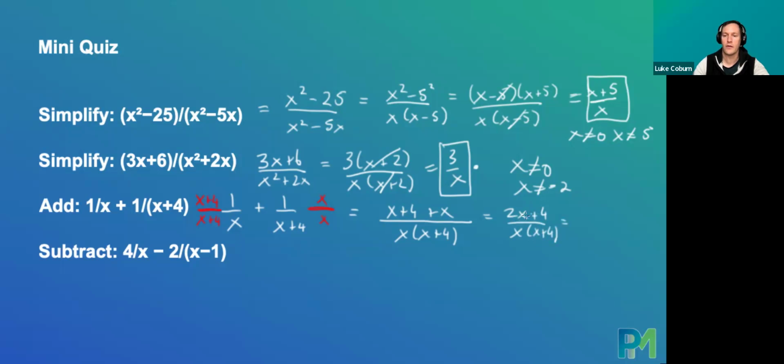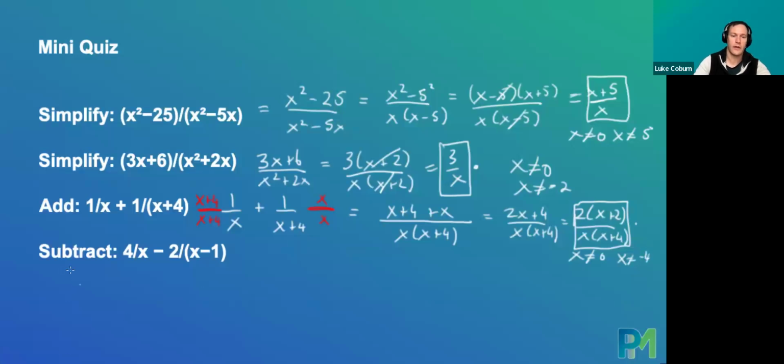And if you went and canceled, that would be a terrible mistake, because we don't have brackets here. That has to be super clear. So this is 2 times (x plus 2) over x times (x plus 4), and we can't go any further. And of course, we're going to have the condition here that x is not equal to 0 and x is not equal to minus 4.